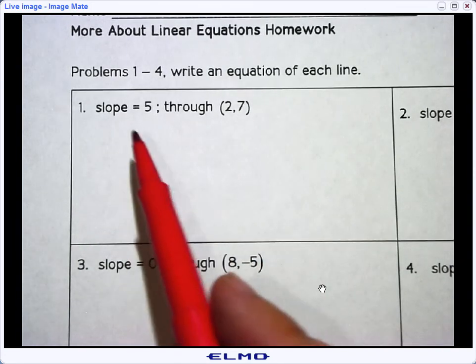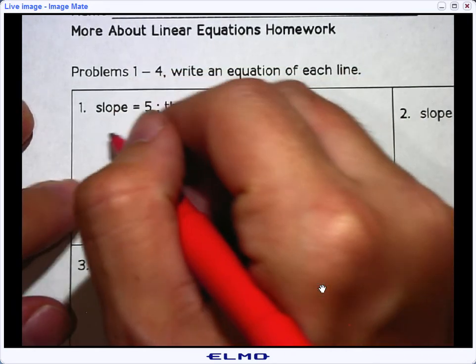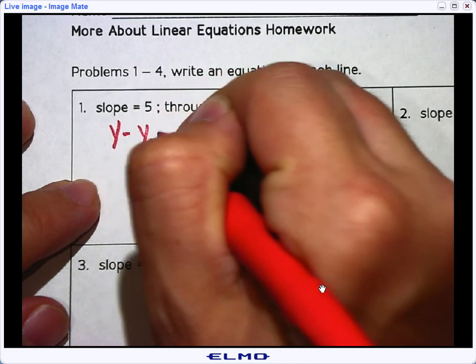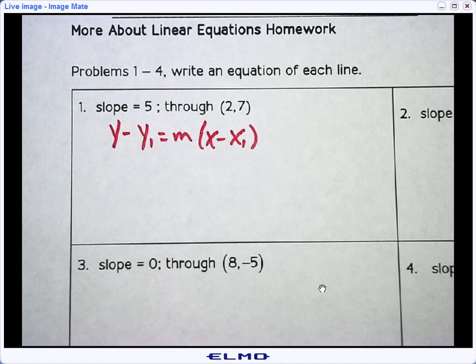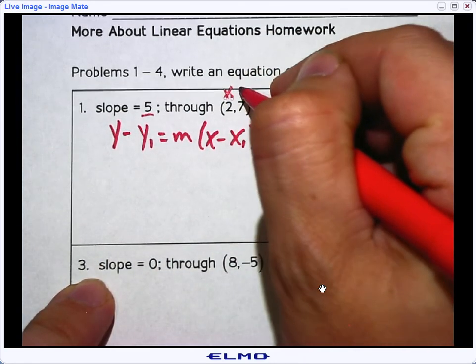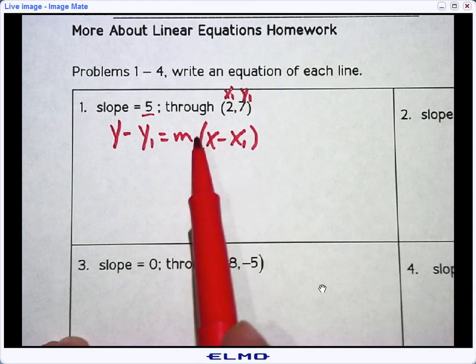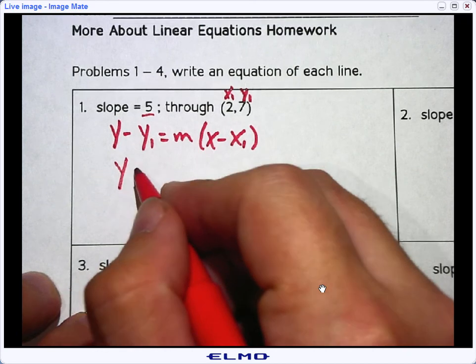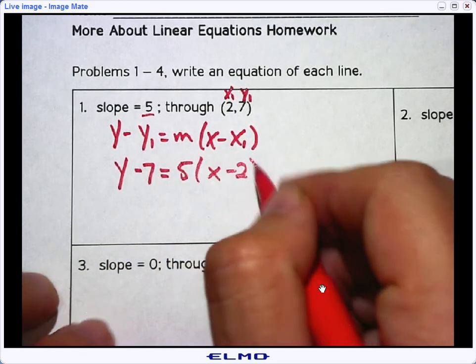So in this case, I have slope, I have a point, so that tells me I need to start off in point-slope form, which is y minus y1 equals m times x minus x1. All right, so from here, our job is to get the right things in the right place. The m is your slope, and this will be your x1, and this will be your y1. So it's putting these things in their right places. So this becomes y minus 7 equals 5 times x minus 2.